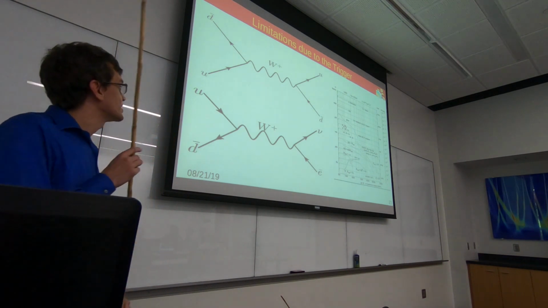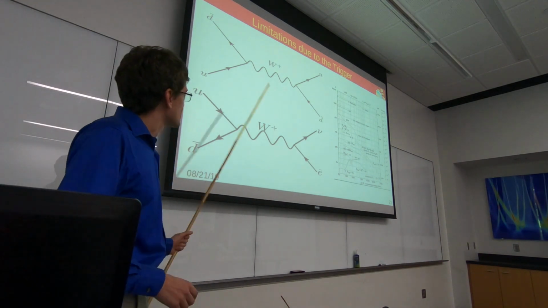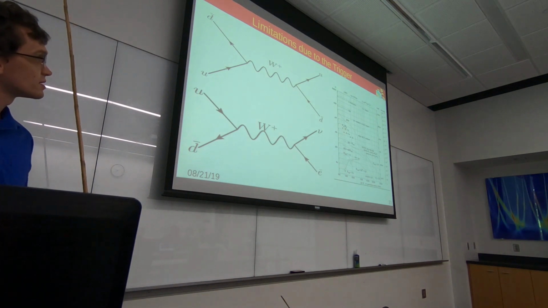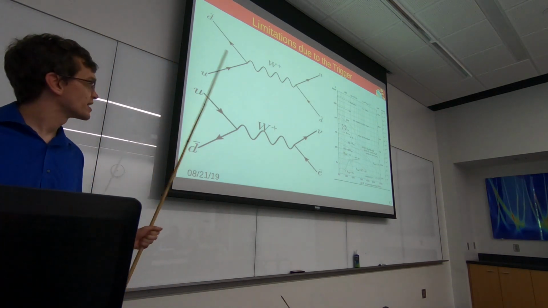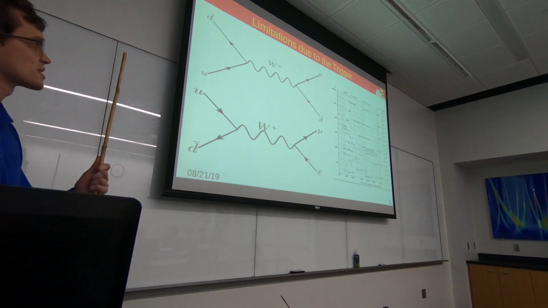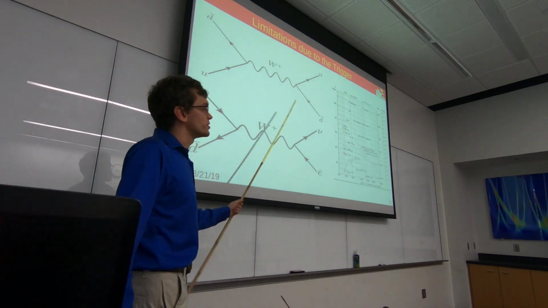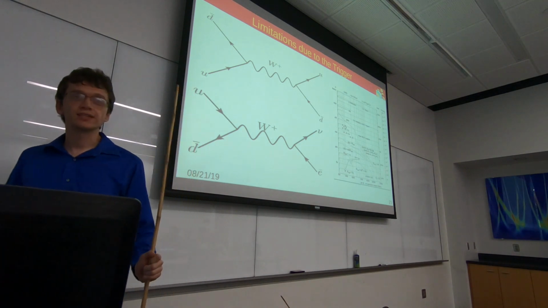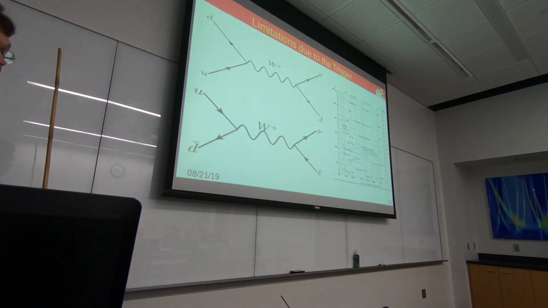Because of that, we tend to look at this process, where it produces an electron or positron, depending on the charge of the W, and a neutrino or antineutrino. Now, there's an issue with this, in that we can't see the neutrino. It travels right through our detector and doesn't interact. So we are unable to calculate the mass directly from this.